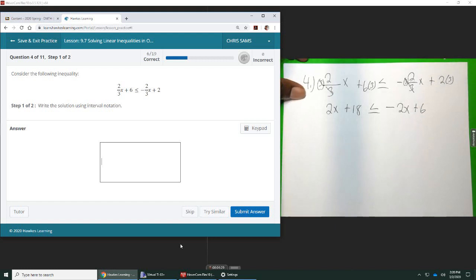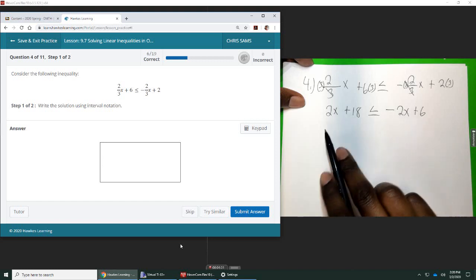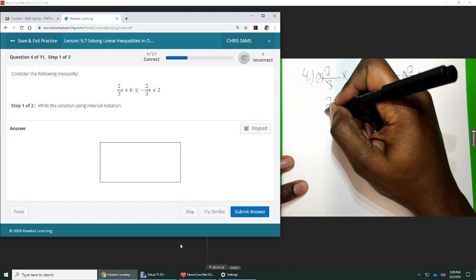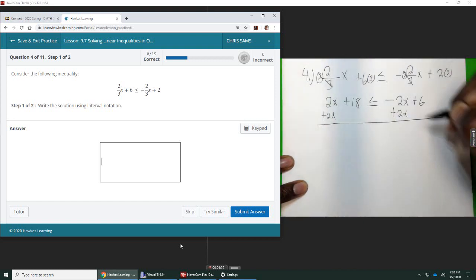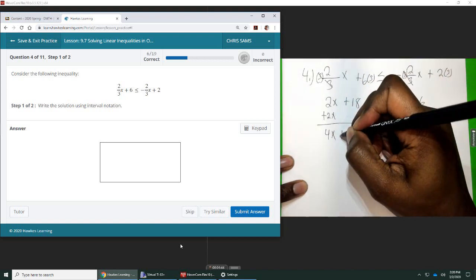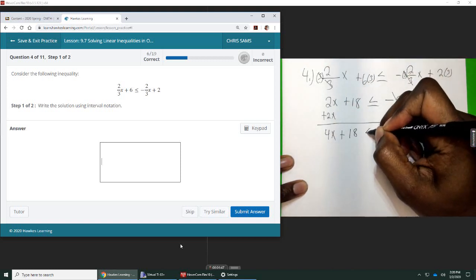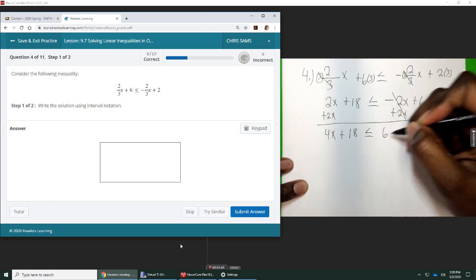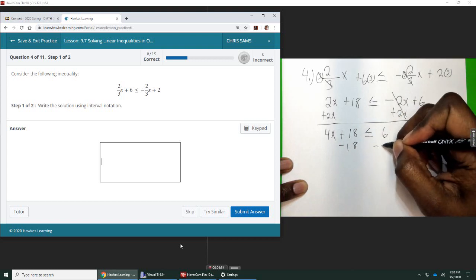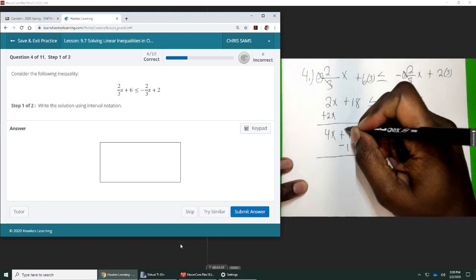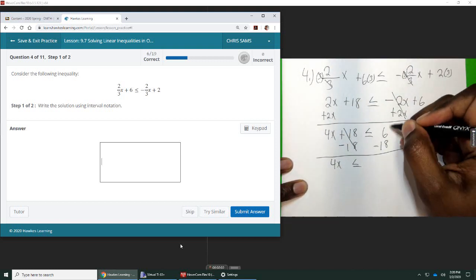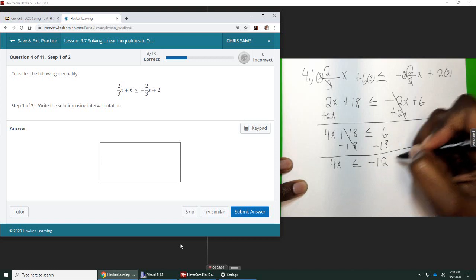Okay, to get the variable on the left, I want to add the 2x to both sides. This will cancel. Combine these, we get 4x, bring down our positive 18. This is less than or equal to positive 6. We're now going to subtract 18 from both sides. And then I bring down 4x, and this is less than or equal to negative 12.